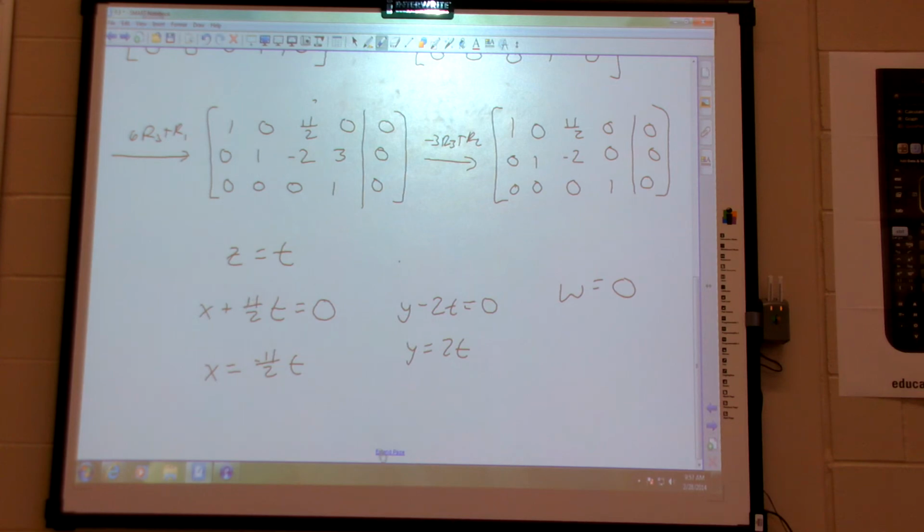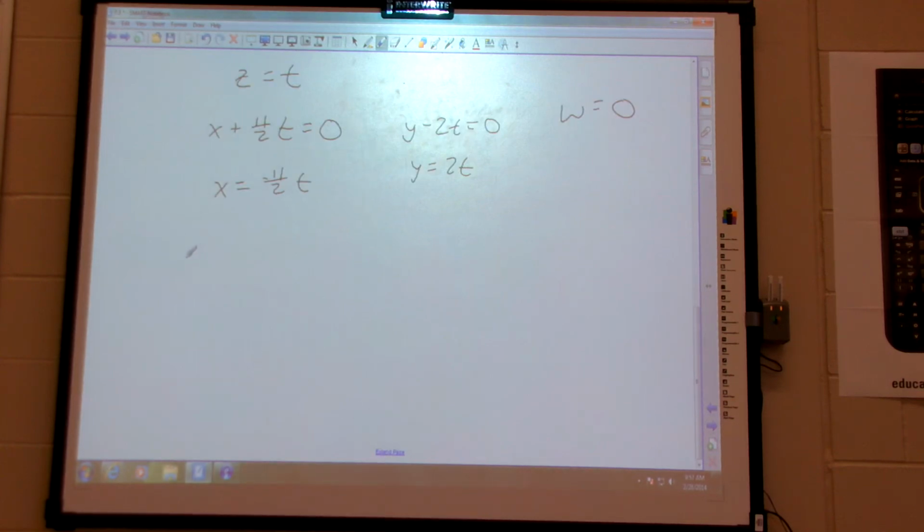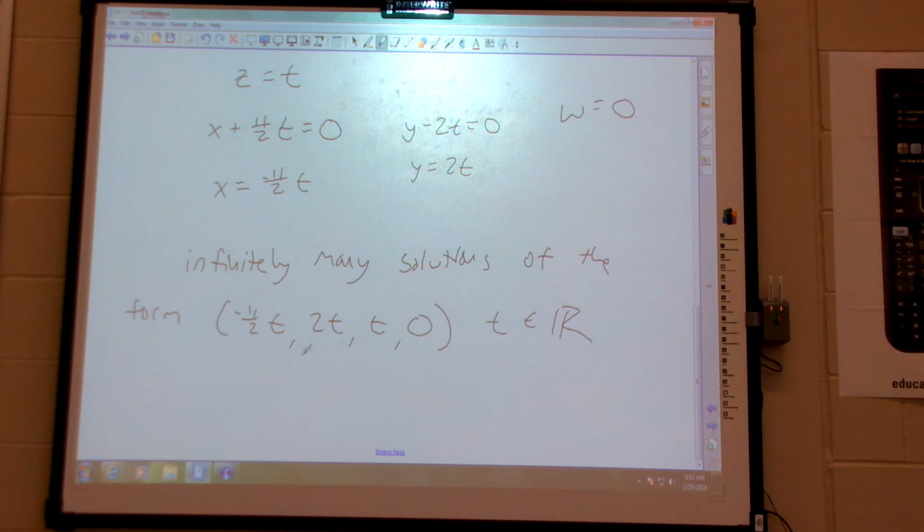Okay, so here we go. Let's write this up. How would I write this? Infinitely many solutions of the form: x is negative 11 halves t, y is 2t, z is t, w is 0. Do not forget, t is any real number. Boom.